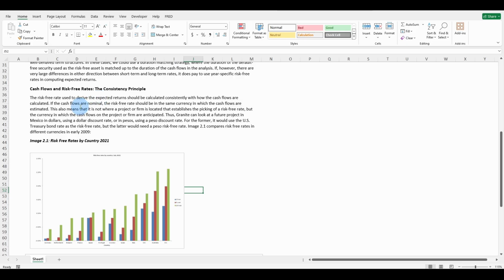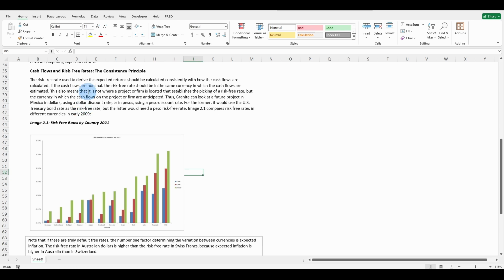Cash flow and the risk-free rate: the consistency principle. The risk-free rate used to derive the expected return should be calculated consistently with how the cash flows are calculated. If the cash flows are nominal, the risk-free rate should be in the same currency in which the cash flows are estimated. This also means that it is not where a project or firm is located that determines the choice of a risk-free rate, but the currency in which the cash flows on the project or firm are anticipated.